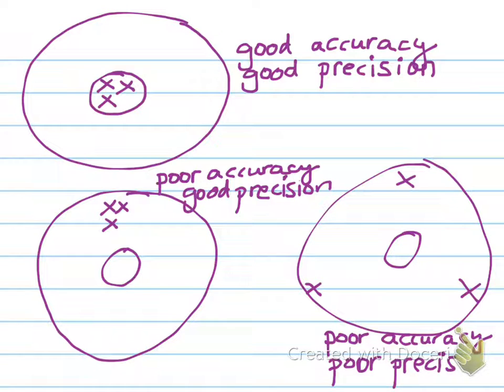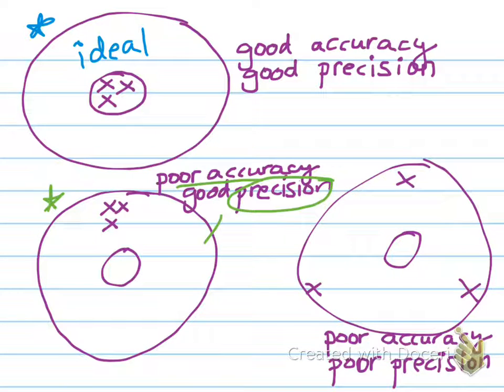Now, ideally, in science, I want to be doing this when I do a lab. I want to be accurate and I also want to be precise. That's ideal, right? But oftentimes our labs don't go quite as we expect. So the next best thing is this, because at least here, I'm not accurate, but I'm doing it the same way every time.